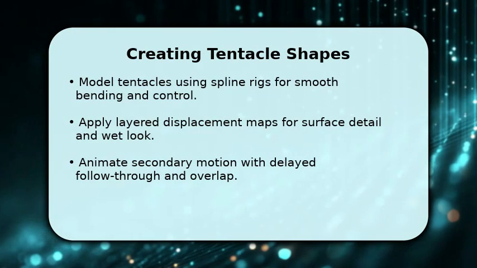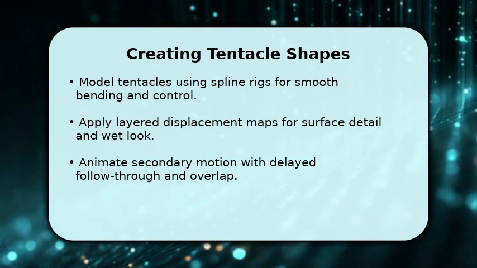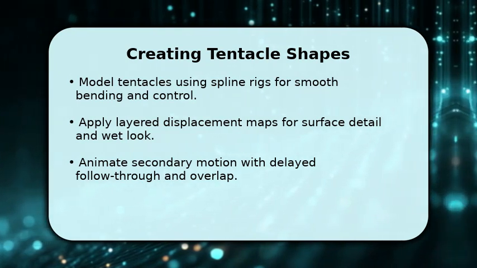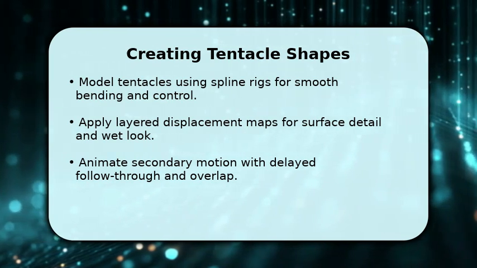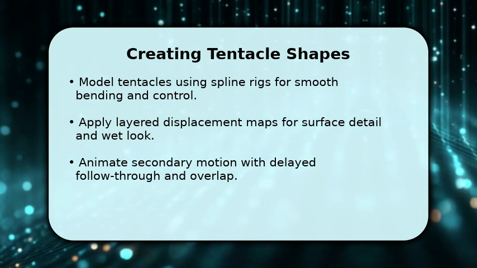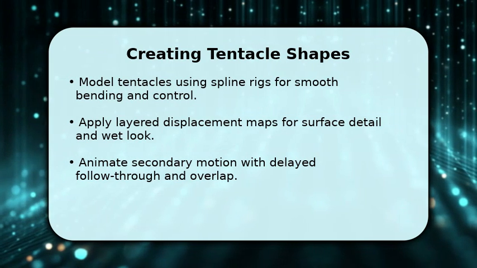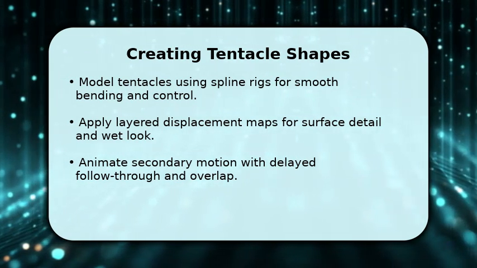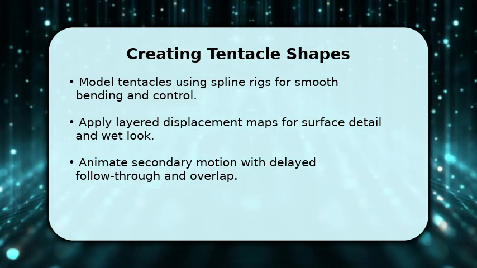For tentacles, build spline rigs that let you draw smooth curves and control twist easily, then bind a flexible mesh to the rig for natural deformation. Use multiple displacement maps at different scales to create skin texture and a wet sheen, blending maps with masks. Animate primary beats first, then add secondary follow-through and overlapping motion to sell weight and momentum, testing cycles until the tentacles feel alive and believable on screen.